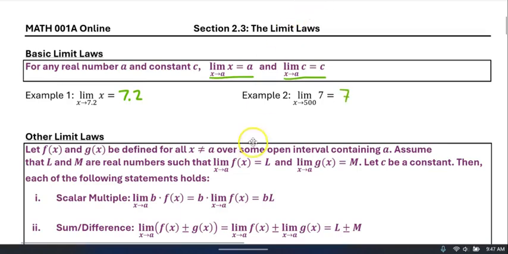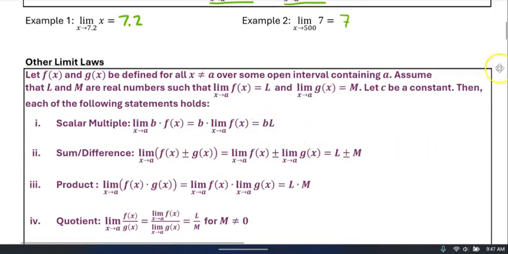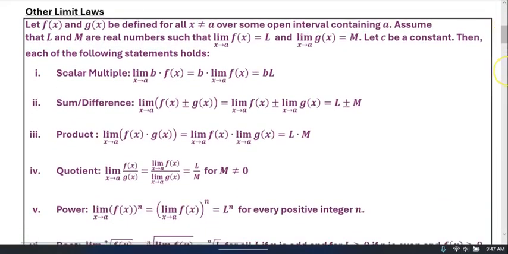Okay, let's look at some other limit laws, going over these kind of quickly, and we'll take a look at some examples later that will walk us through this. So the setup is if there's two functions, f and g, that are defined for everything, with the exception of x maybe being a, we're going to look at two facts. One is the limit as x goes to a of f of x is L, and the limit as x goes to a of g of x is M. In other words, they both have a limit. And anytime we see c in the following statements, we're going to consider that to be a constant.